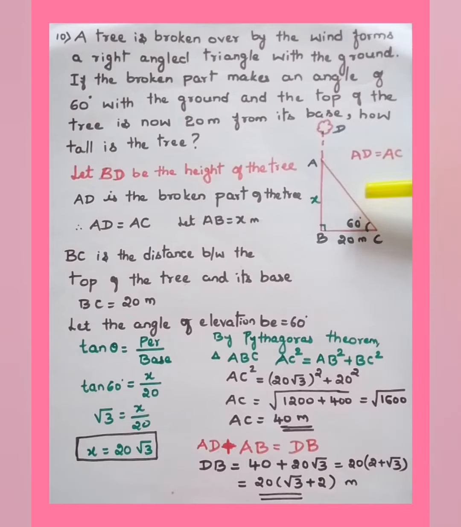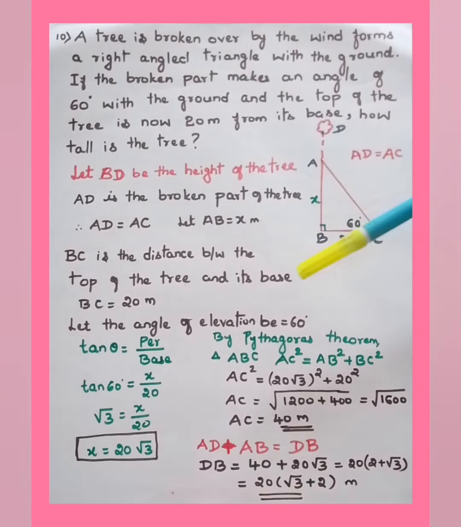For this side, you can use cos theta, which is base by hypotenuse, if at all. If not, you can use the Pythagoras theorem also, because we already know two sides, and the third side we can find by substituting in the formula. So let us find it by the Pythagoras theorem.